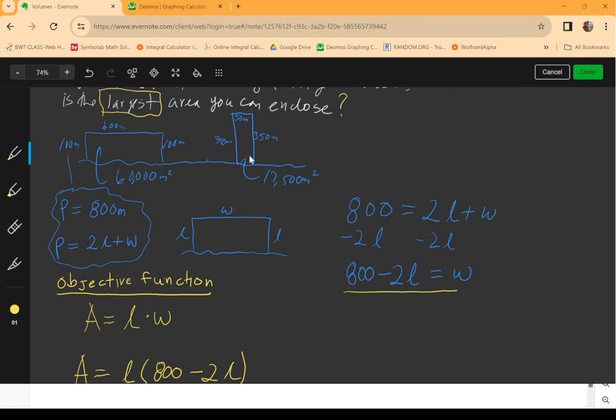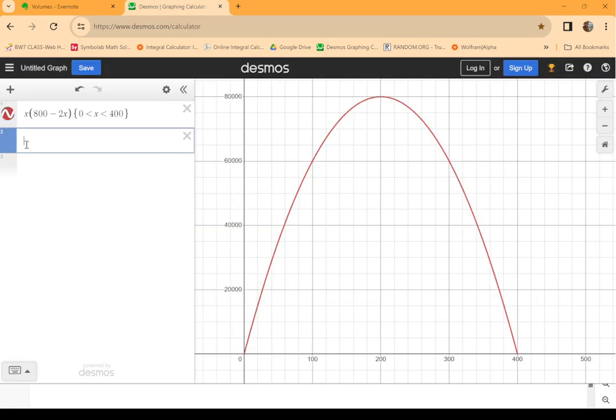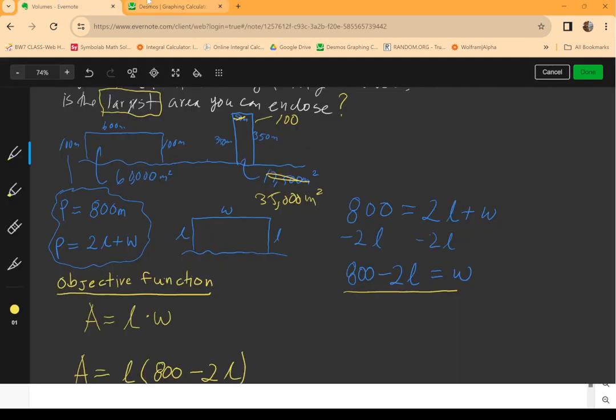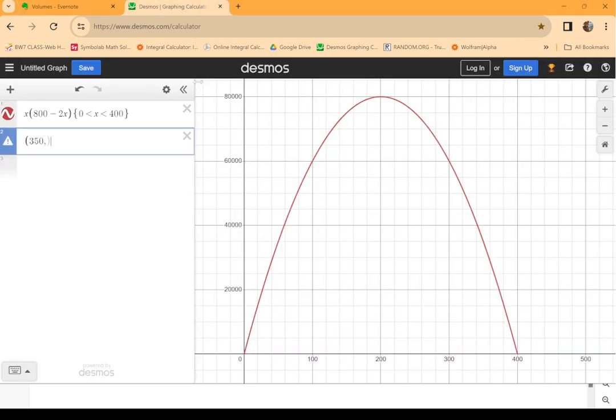Sorry, I made a bit of a mistake here. Going back, that should be 100 meters, and this is 35,000 meters squared. My apologies. So here we have 350, and what do we say it was? 735,000.